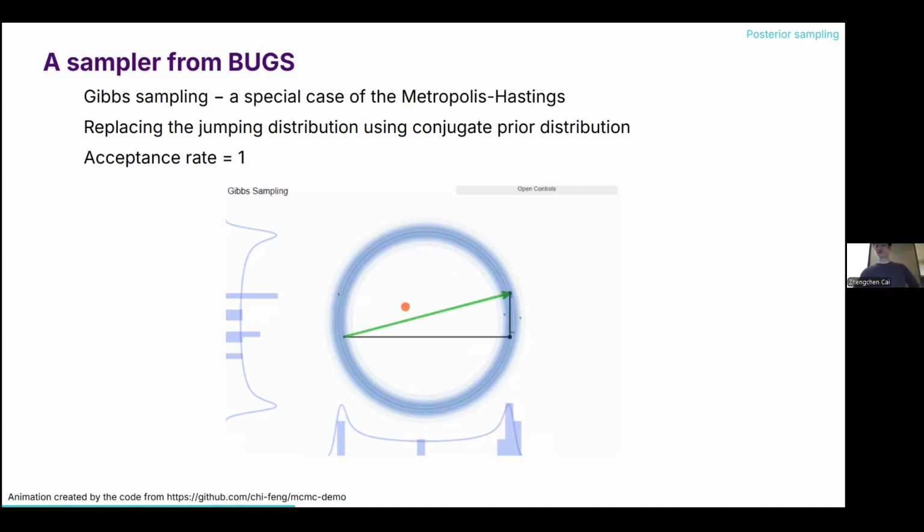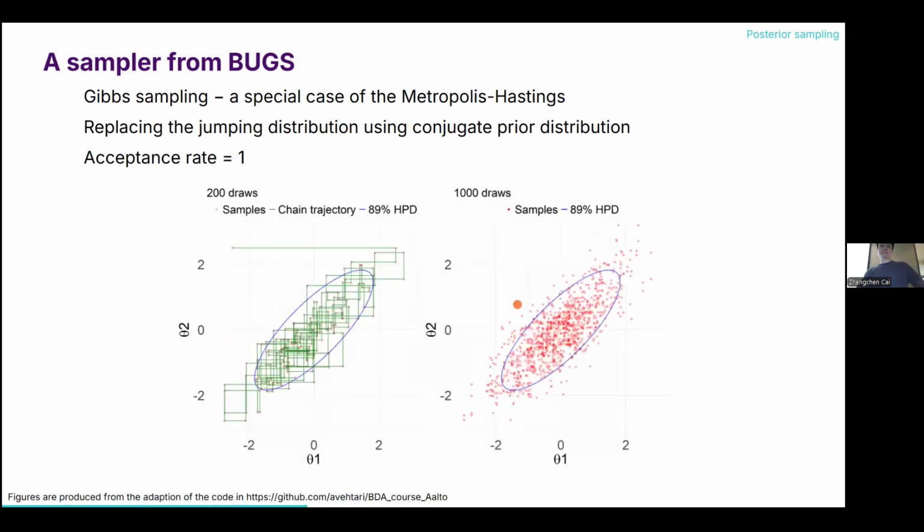But one thing you notice here is the chain is always moving in one direction at one time. It's either horizontal or vertical because you have two parameters. But the conjugate prior is set for each parameter one by one by fixing the others, okay? And this is an example of Gibbs sampling of a 2D Gaussian we saw before. With 200 draws, you can already see it's doing a fairly good job compared to the random walk sample.